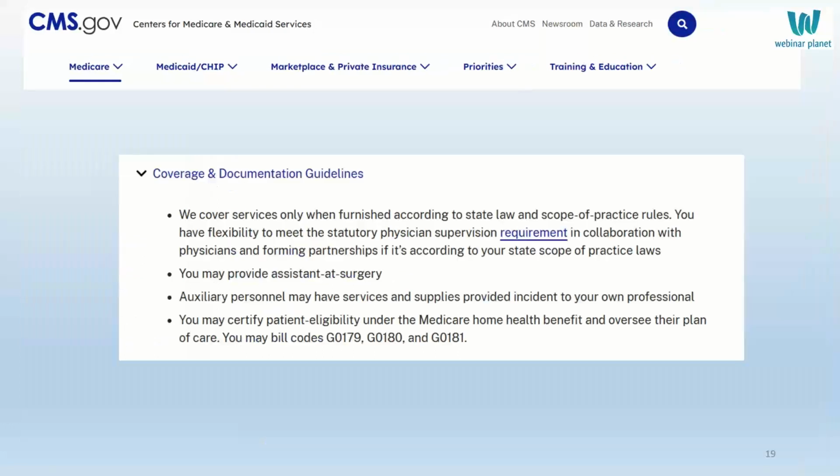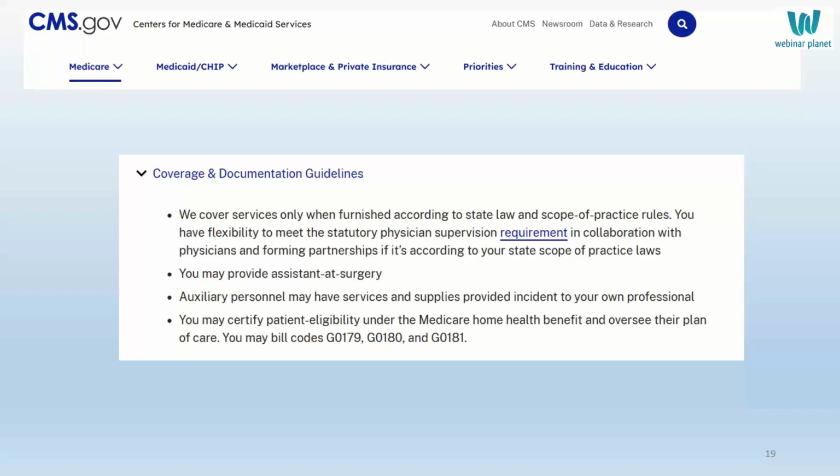Within that tab for PAs, there's all kinds of information. Probably the biggest thing we look at is the coverage and documentation guidance. The first thing it says is we cover services according to state law and scope of practice. And remember, what that means is even though they might be able to provide a service, they might be able to see a patient independently, if their state scope of practice doesn't allow them to do that, they're out of the bounds of their license and therefore would be practicing inappropriately. That's a significant problem and has legal ramifications.